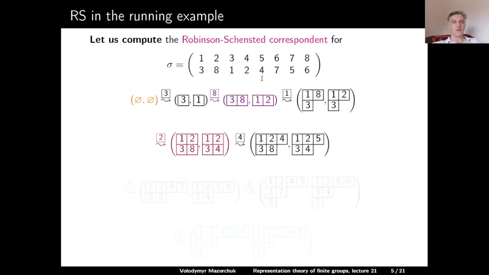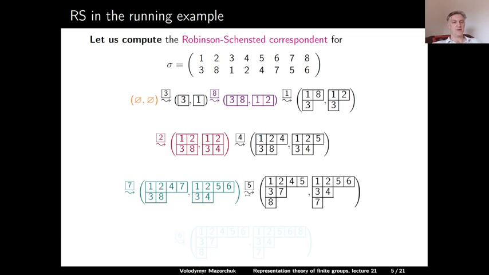Next we insert 4. 4 is greater than 2, so it goes into the first row. So the running insertion tableau is 1, 2, 4, 3, 8, and the recording tableau is 1, 2, 5, 3, 4. Next we insert 7. Again, 7 is greater than 4, so it goes into the first row. So the insertion tableau will become 1, 2, 4, 7, and 3, 8, and the recording tableau is 1, 2, 5, 6, and 3, 4.